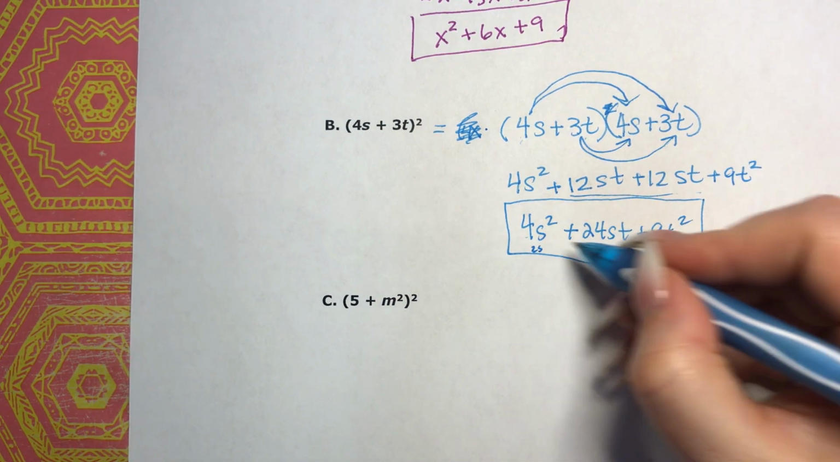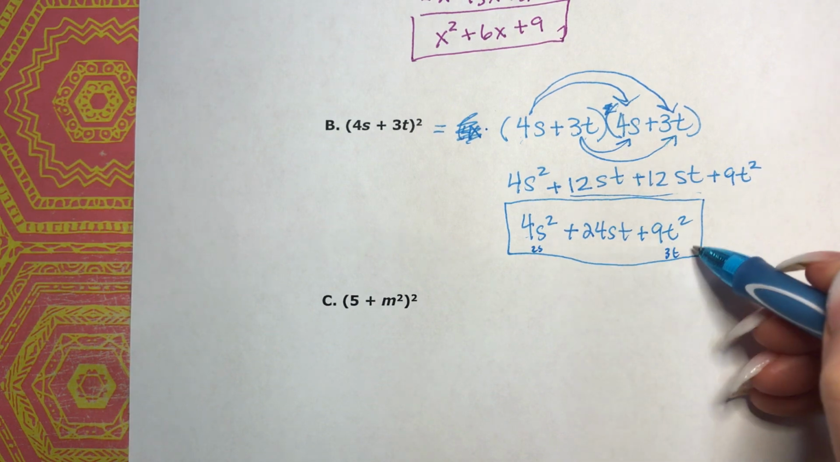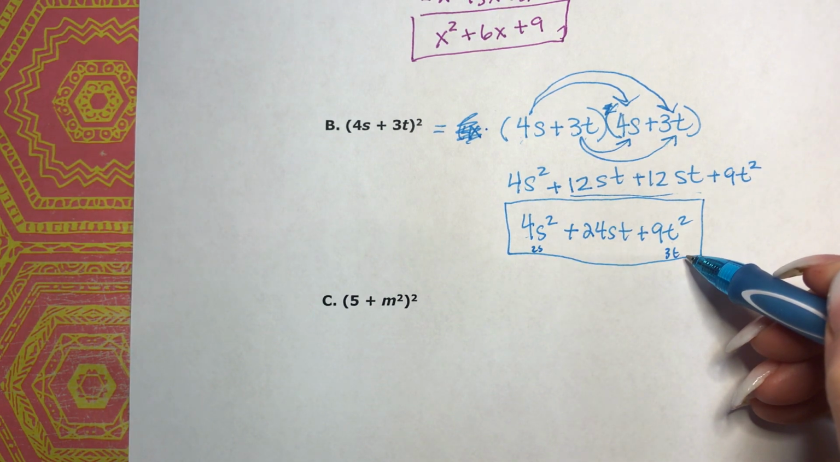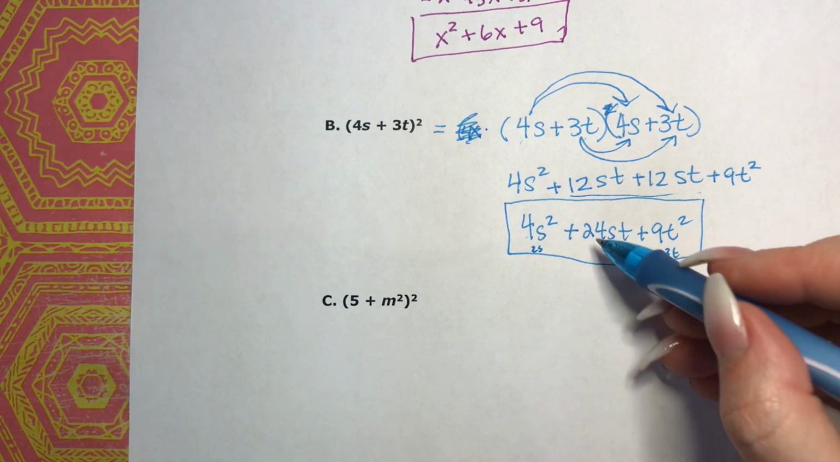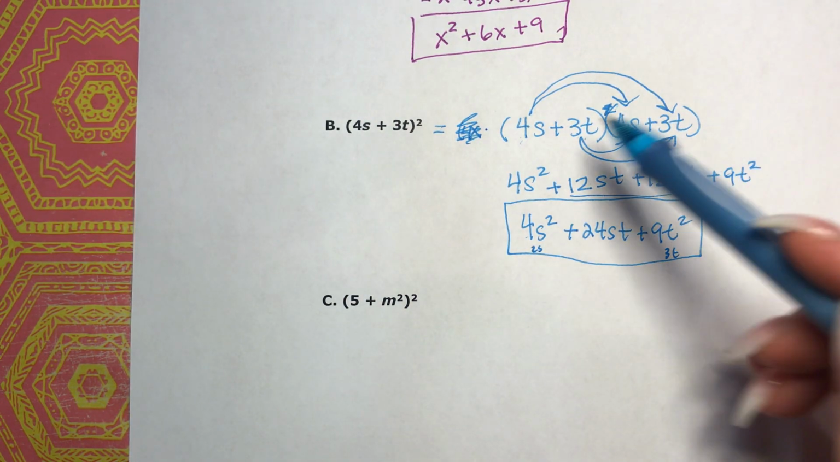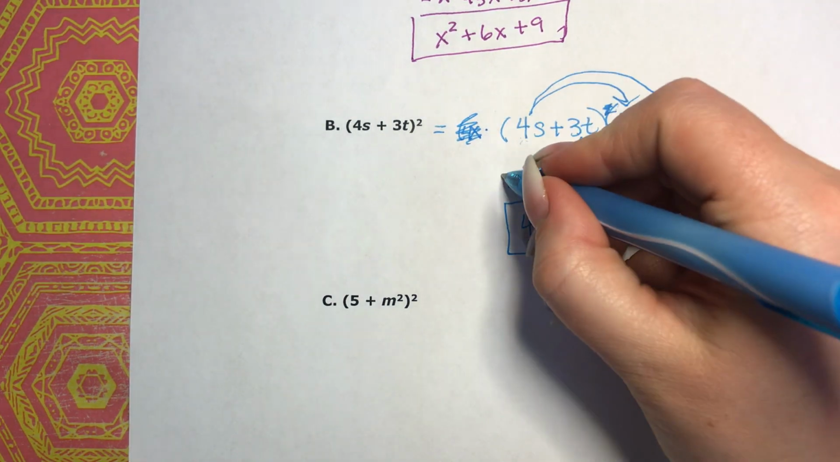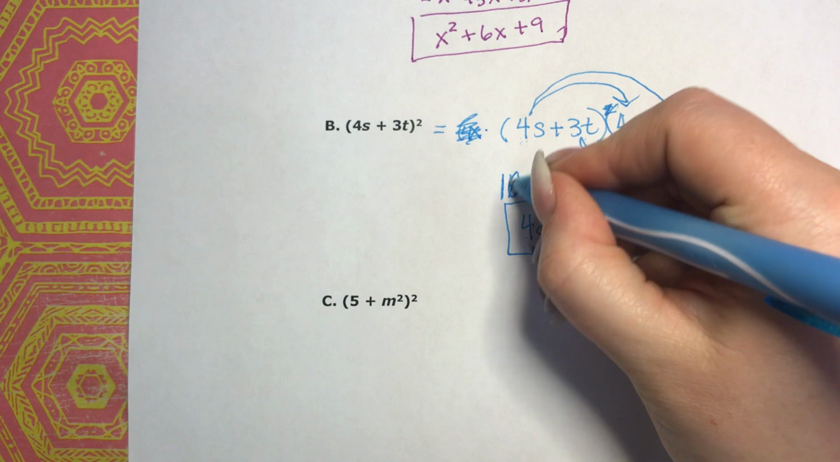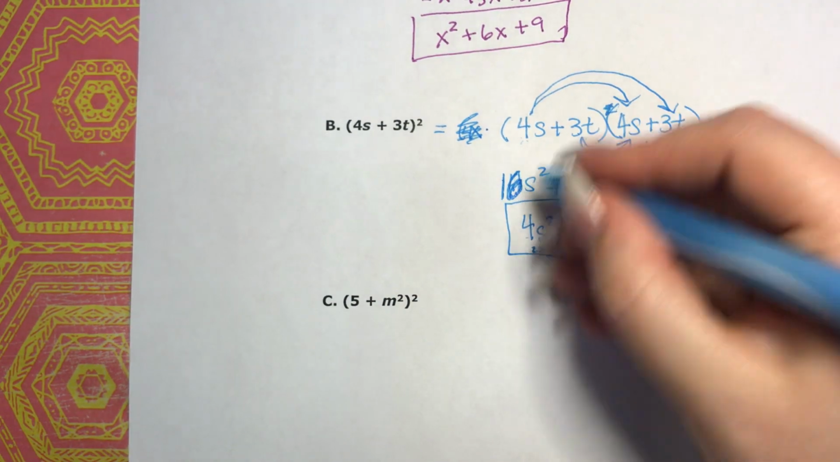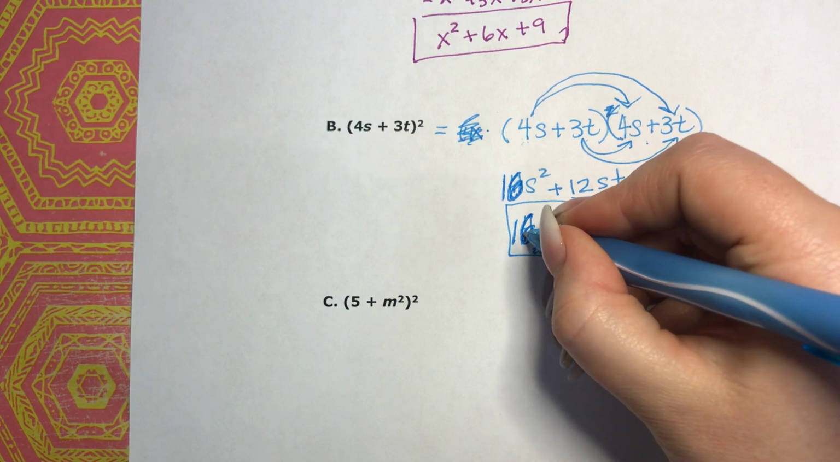And if you went 2s times 3t, that would be 2 times 3 is 6st, and then multiply that by 2, you would not get 24. What happened here? Oh, 4 times 4, this is supposed to be 16. Okay, this is 16. I'm sorry, I messed that up. Well, good. I'm glad I checked it.